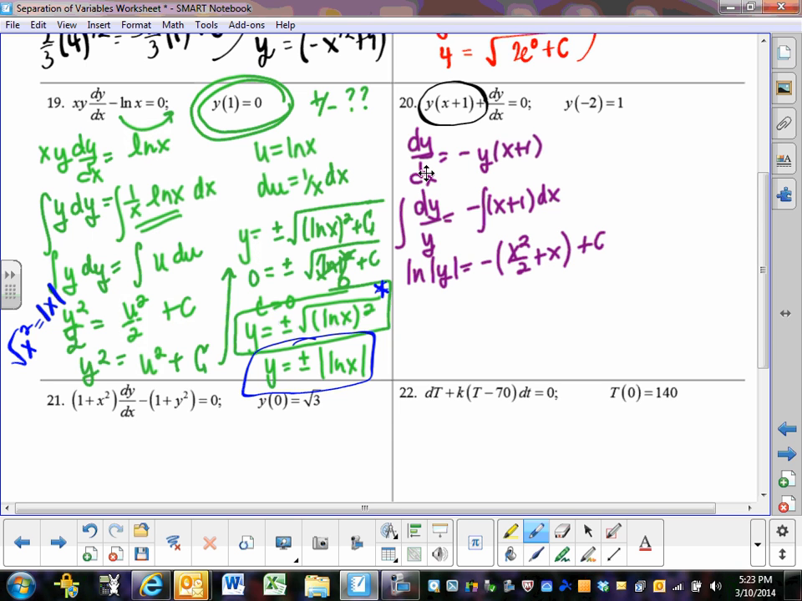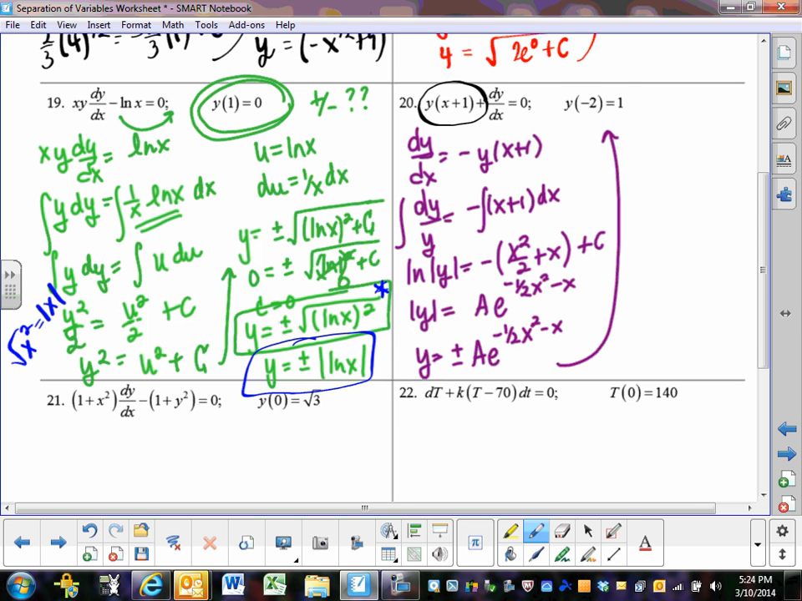Okay, for the next question, we're going to add the natural log over first. So x y dy dx equals the natural log of x. Dividing by x, I have y dy equals 1 over x, natural log of x, and we're going to multiply by the dx. So we divided by the x and multiplied by the dx.